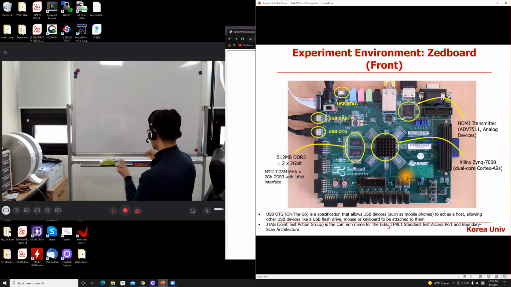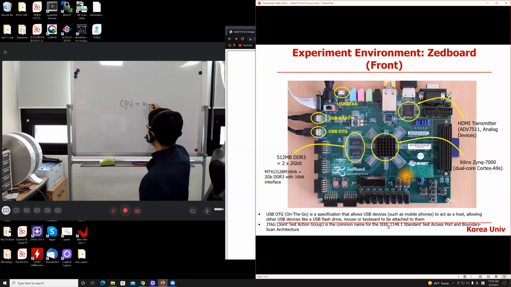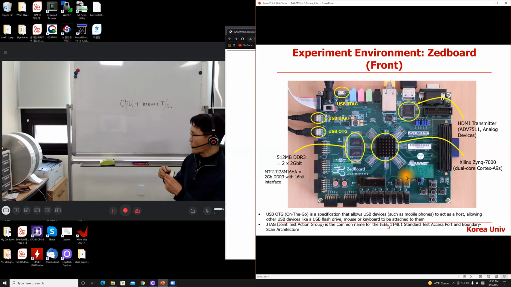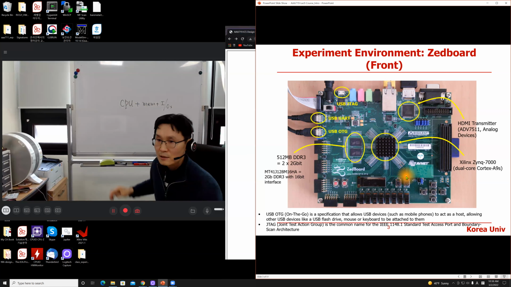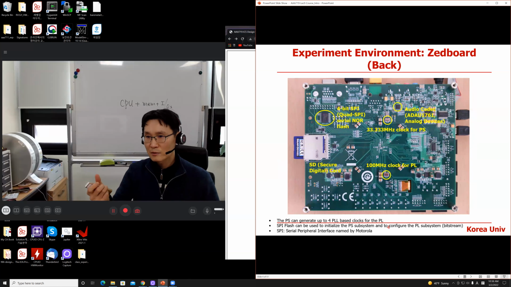What is a computer system? From the hardware perspective, there are three big components: CPU, memory, and IO devices, a lot of IO devices, right? So we have everything: CPU, memory, and many different IO devices. So on the flip side, if you turn back, then you can find two clock oscillators. First one is running at 33 megahertz, the other 100 megahertz. Okay.